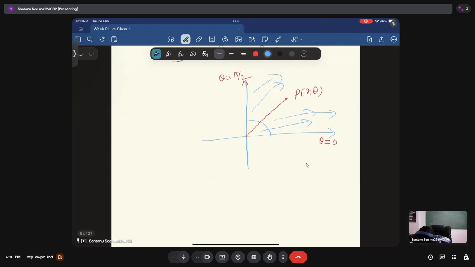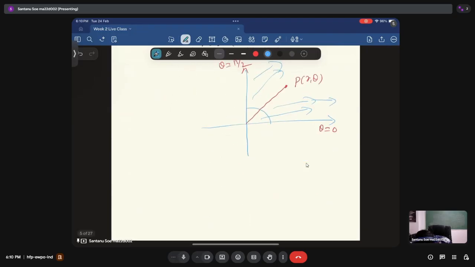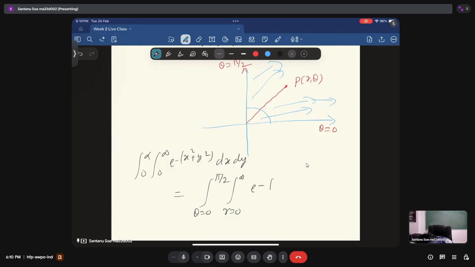Correct. So that means the integration 0 to infinity, 0 to infinity, e to the power minus of x square plus y square dx dy is going to change from theta equals 0 to pi by 2, r equals 0 to infinity, and this will be e to the power minus of (r cos theta) square plus (r sin theta) square, and then we have to put our Jacobian, which is r dr d theta.